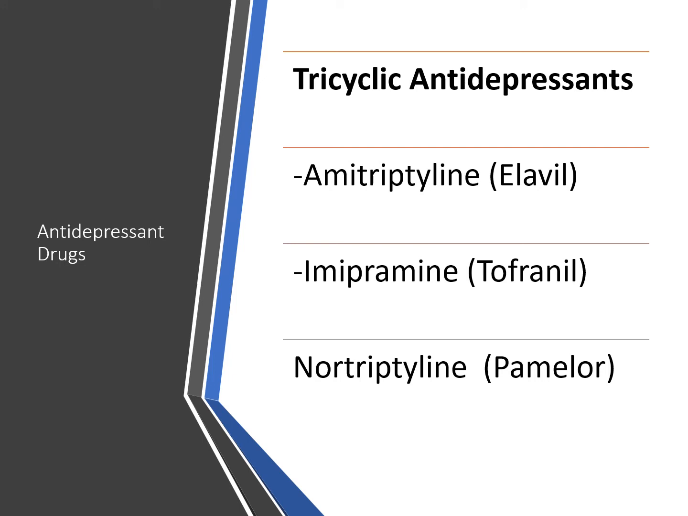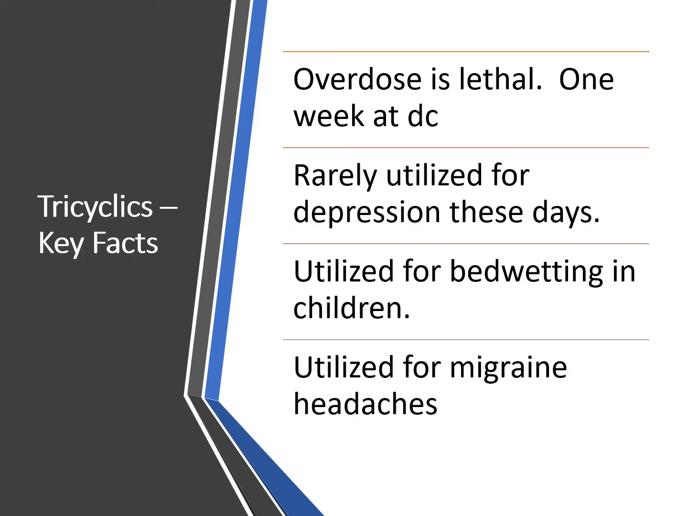All right, so our first category, tricyclic antidepressants. These were our main antidepressants that were used before the advent of selective serotonin reuptake inhibitors, SSRIs, or the more common name. And these currently are not used as much as they are for other things. So the problem with this category of medications is overdose is lethal.